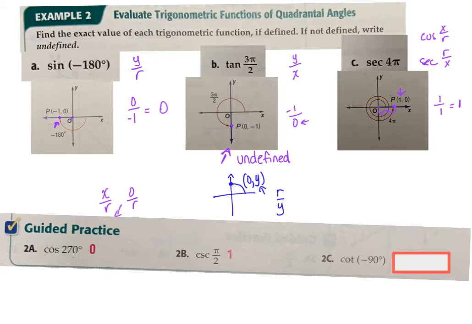All right? Let's look at negative 90. Negative 90 is right here. What's my x value at negative 90? On the y-axis it is 0. And then I have a y value, yeah? What's my cotangent? Cotangent is x over y. So this one's going to be 0 at negative 90.